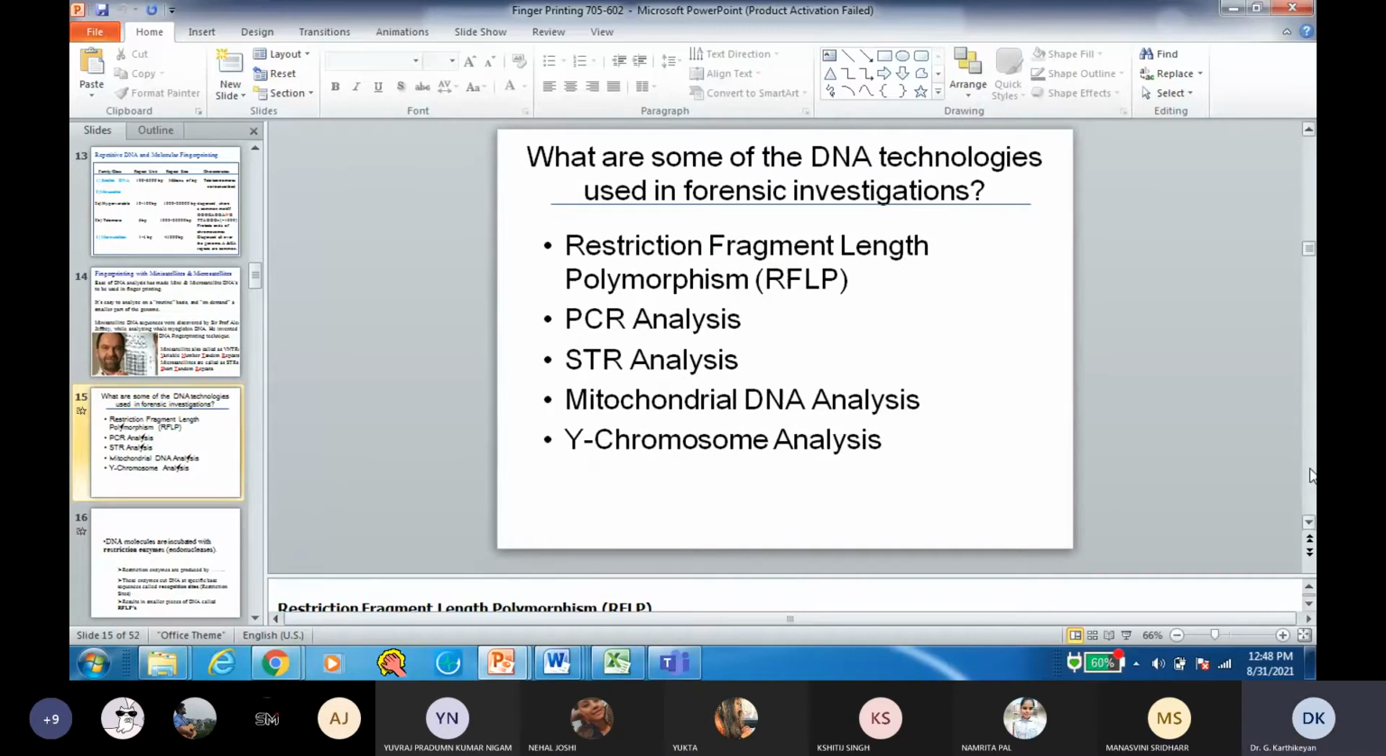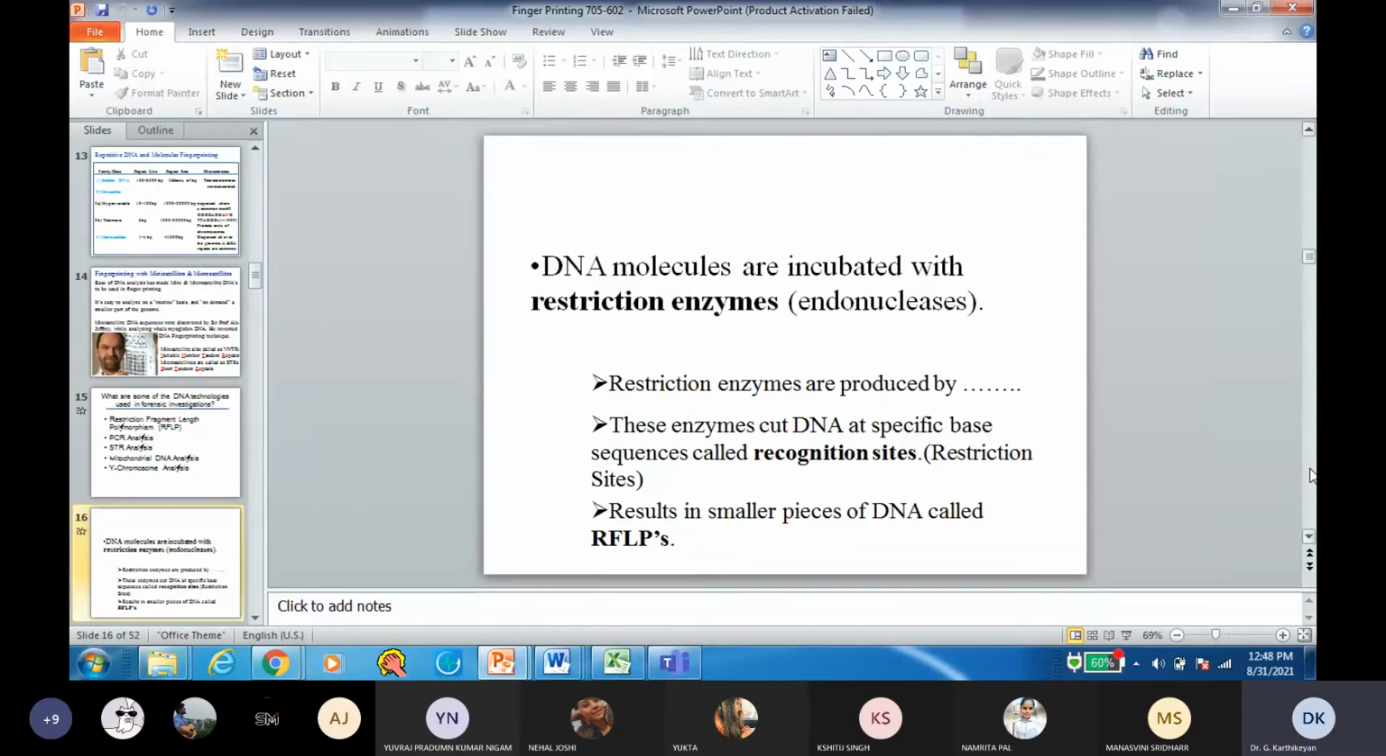In RFLP, DNA molecules are incubated with restriction enzymes. Restriction enzymes are generally produced by bacteria, mostly from prokaryotes. The exception is cyanobacteria, the blue-green algae, which are also considered prokaryotes. Some blue-green algae produce restriction enzymes, but by and large, most restriction enzymes are from bacterial species. They cut DNA at specific base pairs called recognition sites, and result in smaller pieces of DNA called RFLPs, restriction fragment length polymorphism.